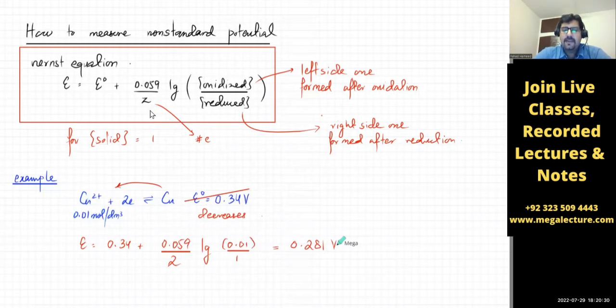Z is the number of electrons. 0.059 is just a constant. E naught is the standard potential that it should have been if standard conditions had been used. And based on that, you can calculate the new potential, which is 0.281. If the equilibrium shifts to the left, depending on what you do with the conditions, it's always going to decrease. If the equilibrium shifts to the right, the potential will be higher. Okay? Is this clear to everyone?